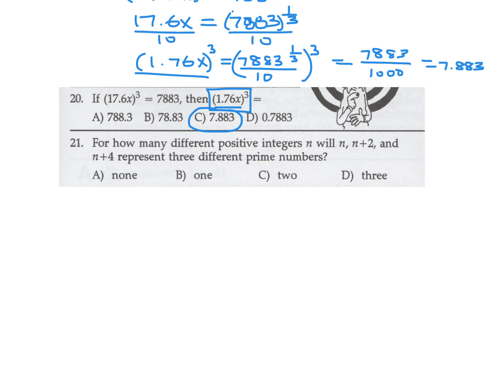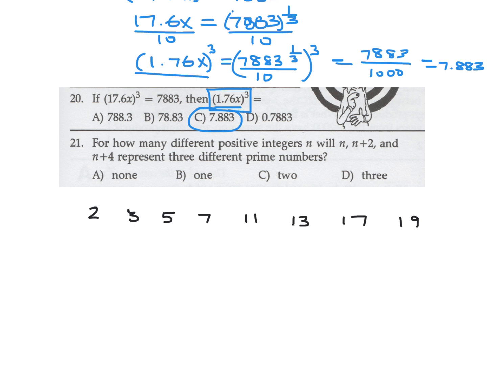For how many different positive integers n will n, n plus 2, and n plus 4 represent 3 different prime numbers? Let's write the first few prime numbers, and let's see what we get. It's 2, 3, 5, 7, and then 11, 13, 17, 19, and so on, right?